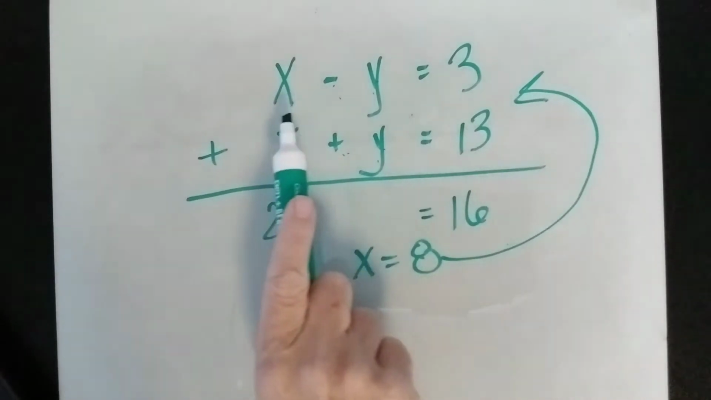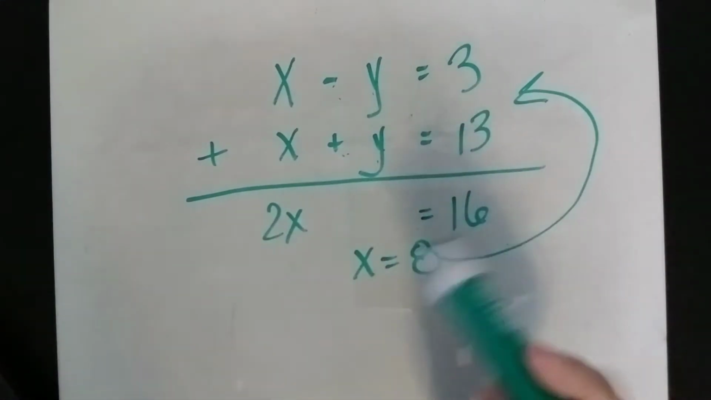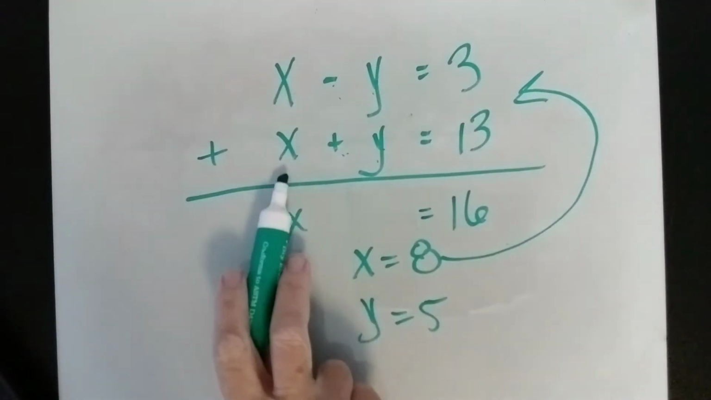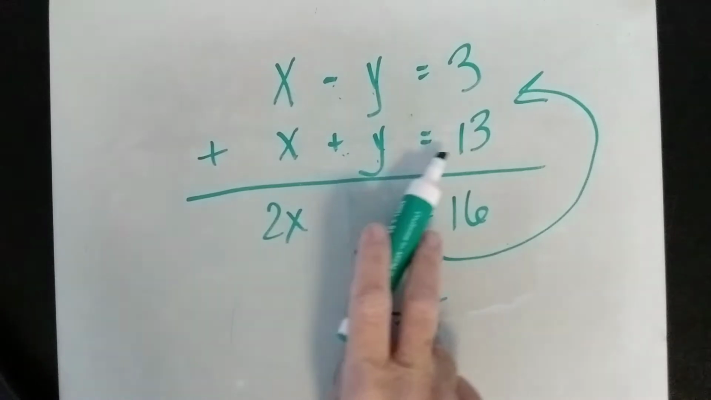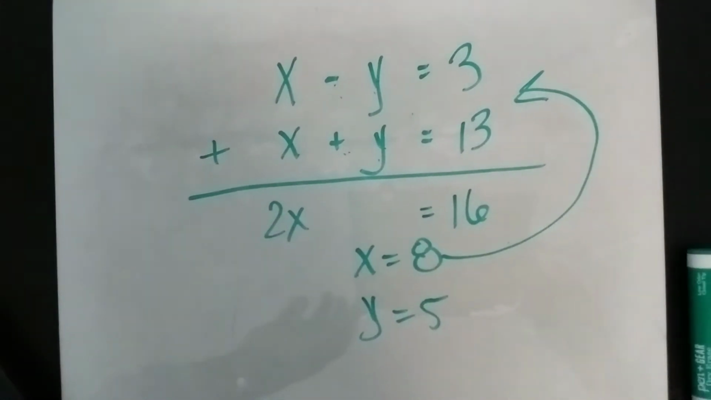If I put it here, I'm going to have 8 minus what equals 3. That's going to tell me that y is 5. And then I can check it down here. Is 8 plus 5 13? Yes, so we also got that one right. We're going to skip number 3. That's not the most common type of word problem for systems of equations, but number 4 is very common.